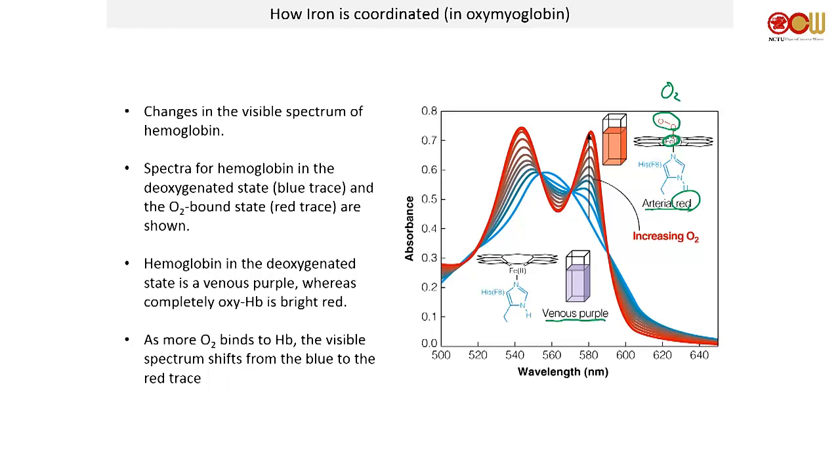Now, if O2 is gone, so between this guy and this guy, you spit out O2, then now you don't have O2 here. You don't have the molecular oxygen there. As a result, your proximal histidine will pull the iron down towards it. So now what you can see is that your iron is out of the plane.